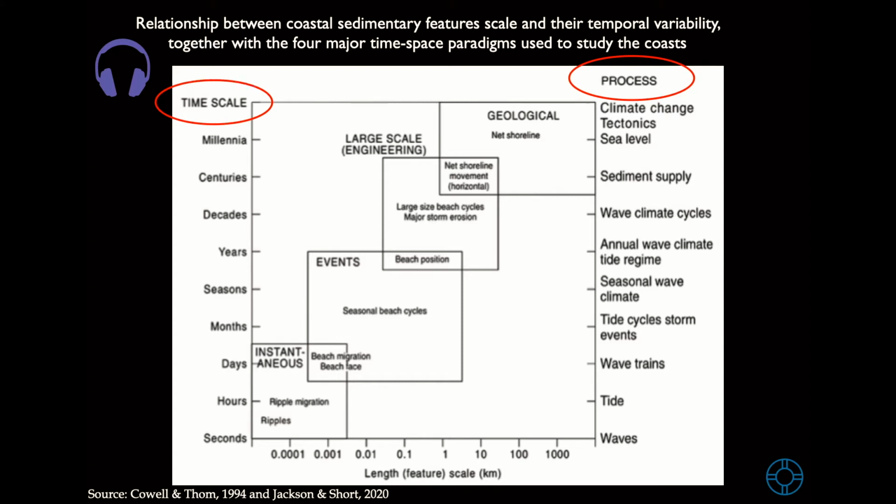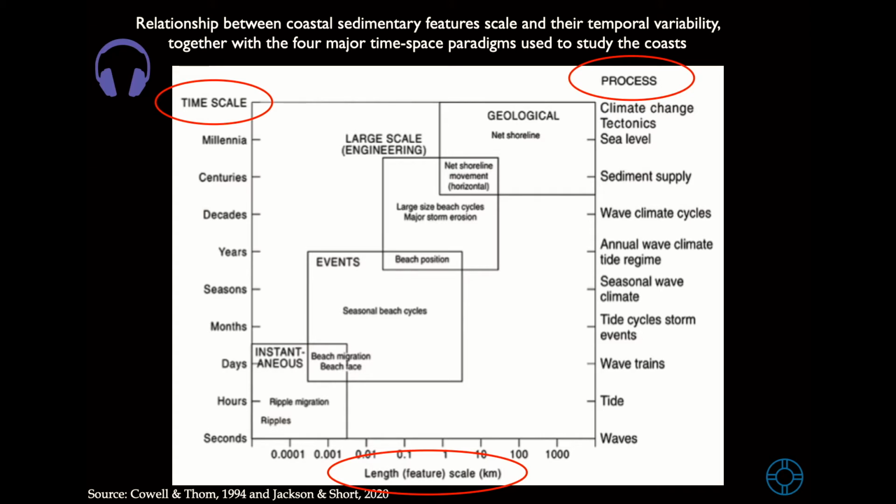The time scale in which the processes occur varies from a second time period to the millennial time scale. It also includes from the bottom the scale of hours, days, months, seasons, years, decades, centuries, and so on. At the x-axis, we can see the spatial scale, which includes the length of our interest features. They range from the left, considering the millimeter scale, up to the right, where is 1,000 kilometers scale.